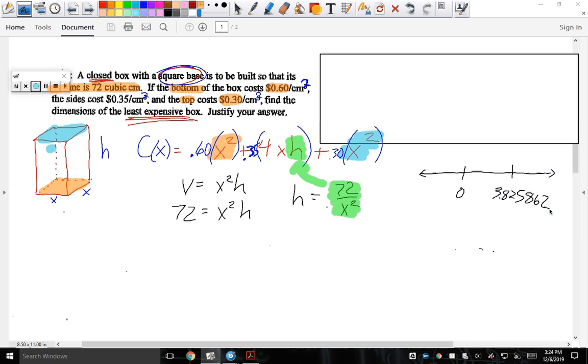What am I labeling this number line? C prime of x. Okay, we're going to test 3 intervals. So we can test something like -1, 1, and 4. Let's do this quickly with the calculator.